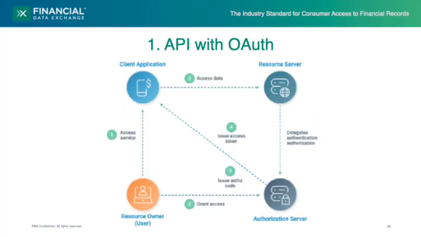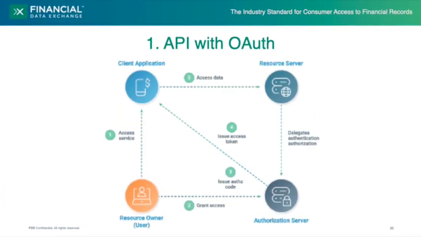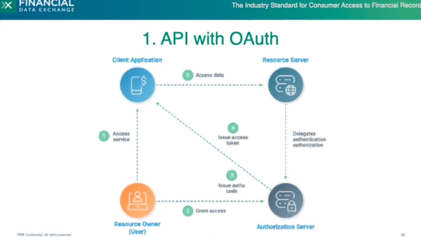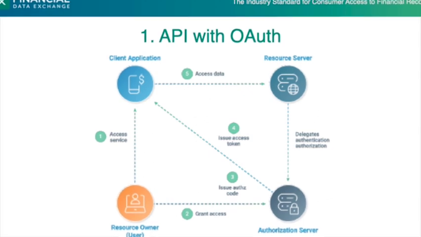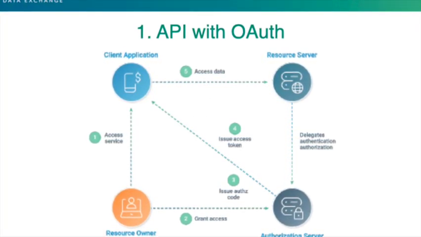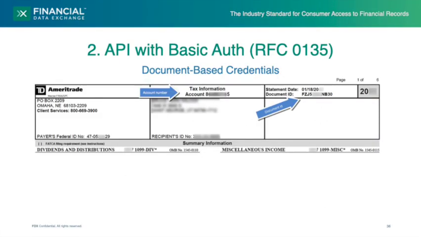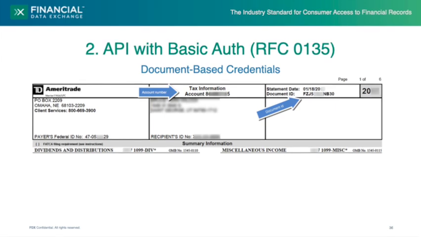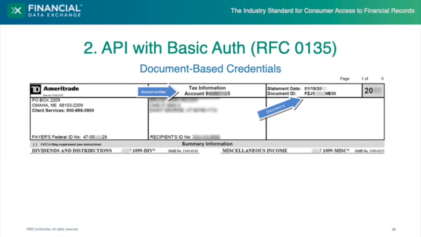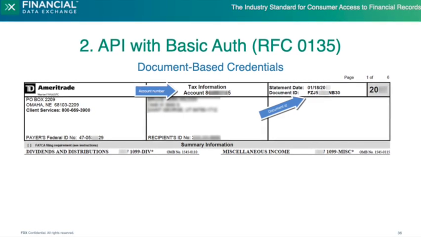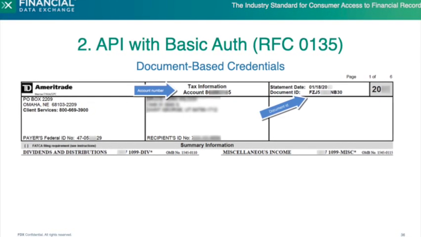If a data provider already provides banking or investment data using FDX APIs, extending that system to provide tax data makes sense. In such circumstances, an API with OAuth authorization flow is available and is the ideal solution. In cases where tax data hosting is outsourced to a trusted third party, an OAuth flow might not be possible. After several meetings with the Security Working Group, RFC 135 was drafted and approved.